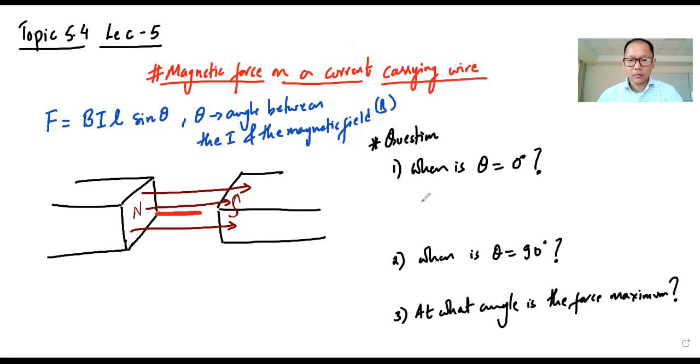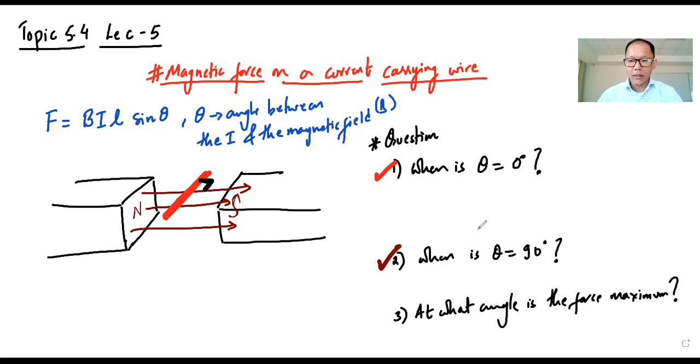So that's checked. Now the second one is, when is the angle 90 degrees? That is pretty simple. You just choose any plane and put the wire in the magnetic field in such a way that the angle between the direction of the current and the magnetic field is 90 degrees. So in this case, the angle will be 90 degrees.